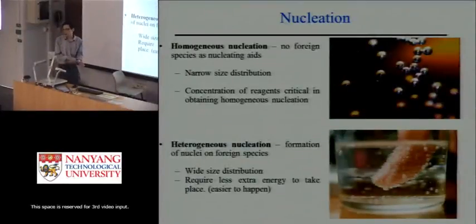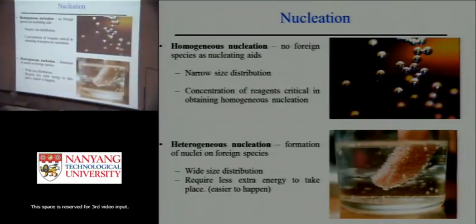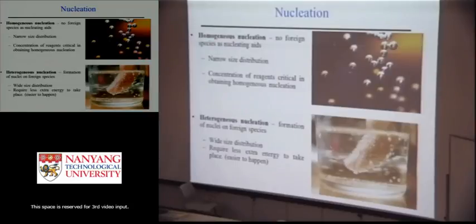We start to talk about what nucleation is. There are so-called homogeneous nucleation and heterogeneous nucleation. The way to distinguish them is basically whether there's a foreign species acting as a nucleating aid. We use this as an example: do you have a finger? If the nucleation starts on the surface of the finger, that is heterogeneous nucleation. Homogeneous nucleation has a narrow size distribution. Heterogeneous nucleation has a wide size distribution, meaning it's not uniform.